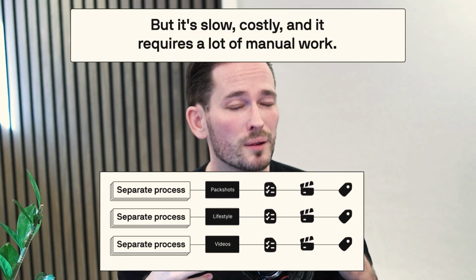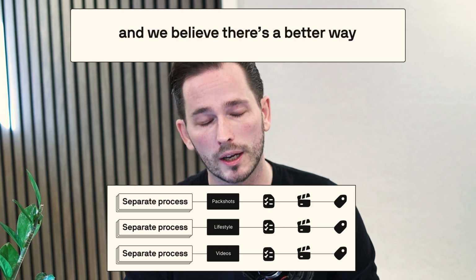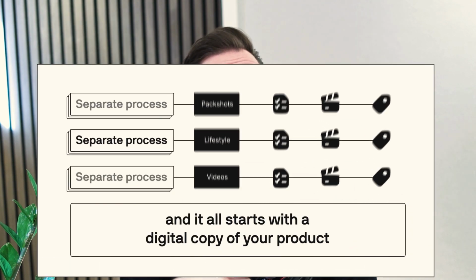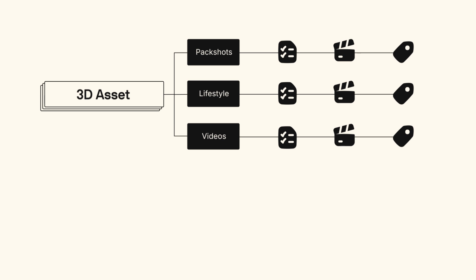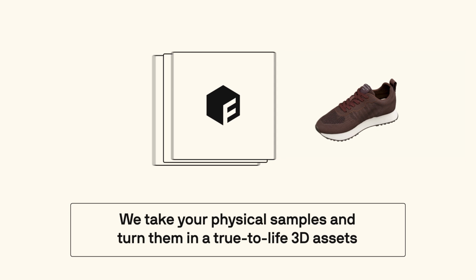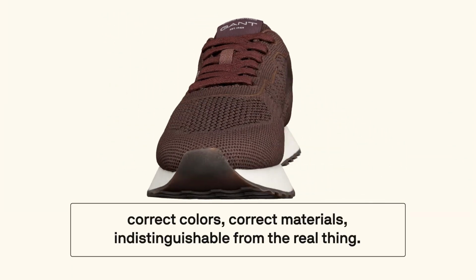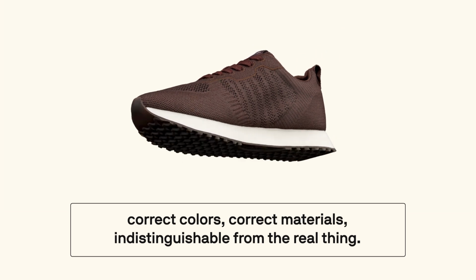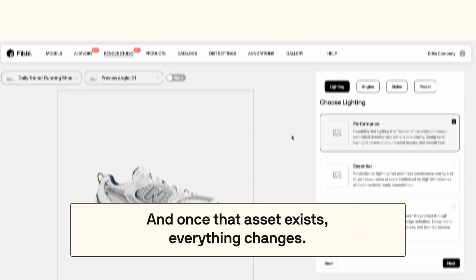This works, but it is slow, costly, and it requires a lot of manual work, and we believe there's a better way. And it all starts with a digital copy of your product. We take your physical samples and turn them into true-to-life 3D assets. Correct colors, correct materials, indistinguishable from the real thing. And once that asset exists, everything changes.